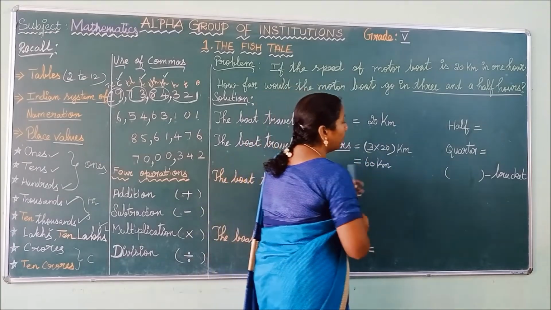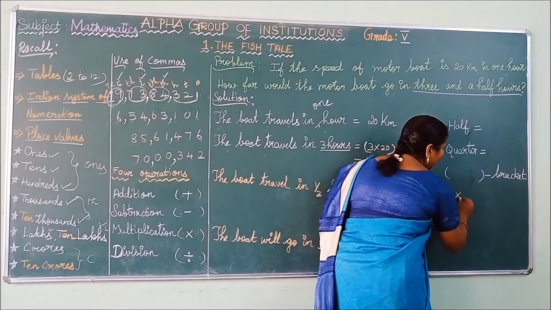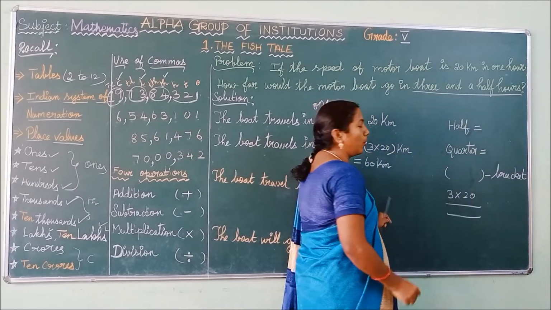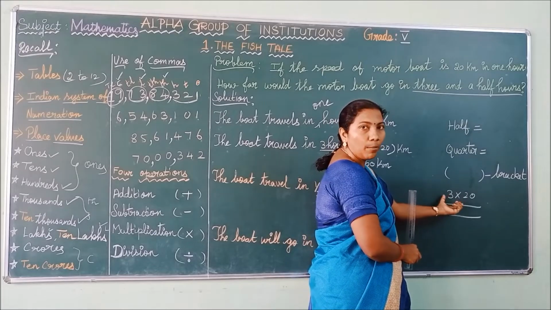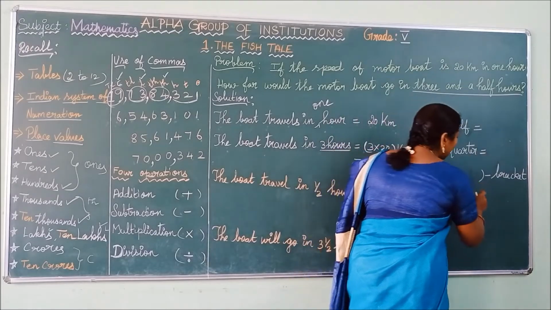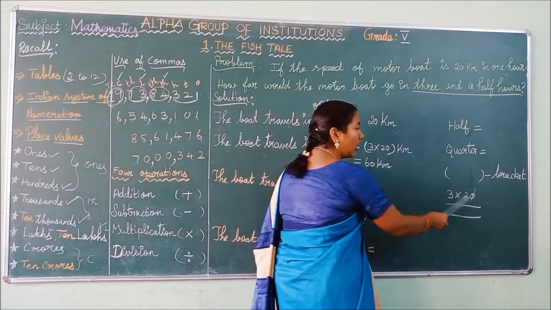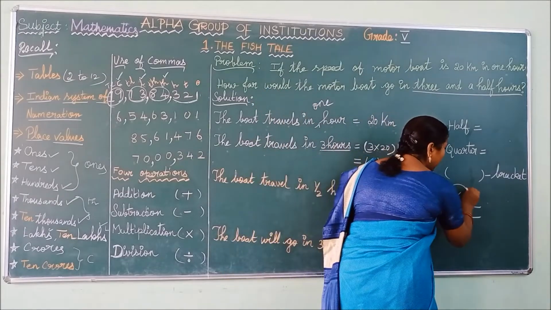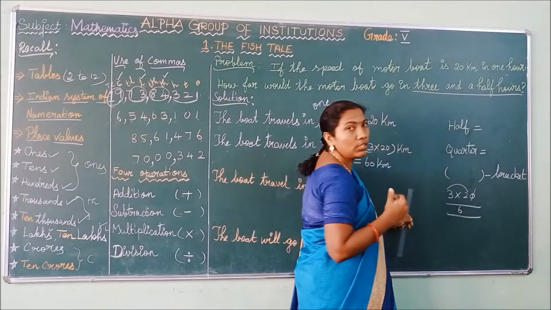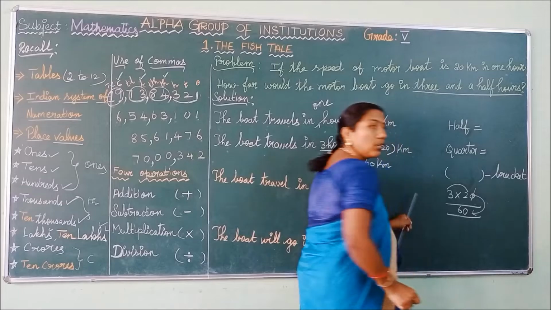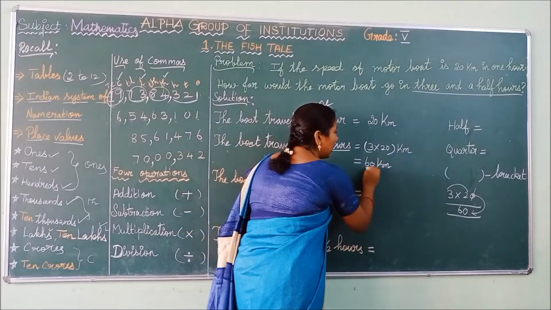So how can we multiply? See here, 3 into 20. You know the 3 table as well as the 2 table. While you are multiplying a number ending with 0, the first step is you have to forget the 0. So what are the remaining numbers? 3 and 2. Multiply these two numbers. 3 into 2, 6. How many zeros did you forget? Only 1 zero. Add that 0 with this. So 60. So our answer is 60 kilometers.